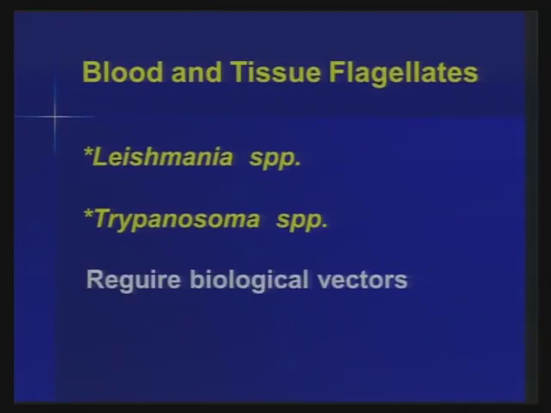And the third one is blood and tissue flagellates. We have two genera, Leishmania and Trypanosoma. We don't have Trypanosoma in our country, but so far we don't know, because the world is so small. In the past, we didn't have Leishmania at all, but right now we're going to see more cases of Leishmania. And this group requires vectors, so you understand the meaning of the biological vector. It means that the life cycle needs insects or a vector to complete.